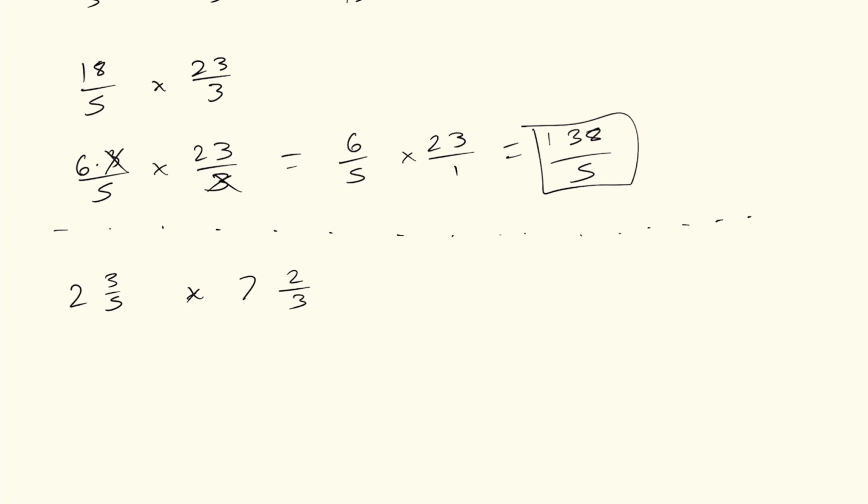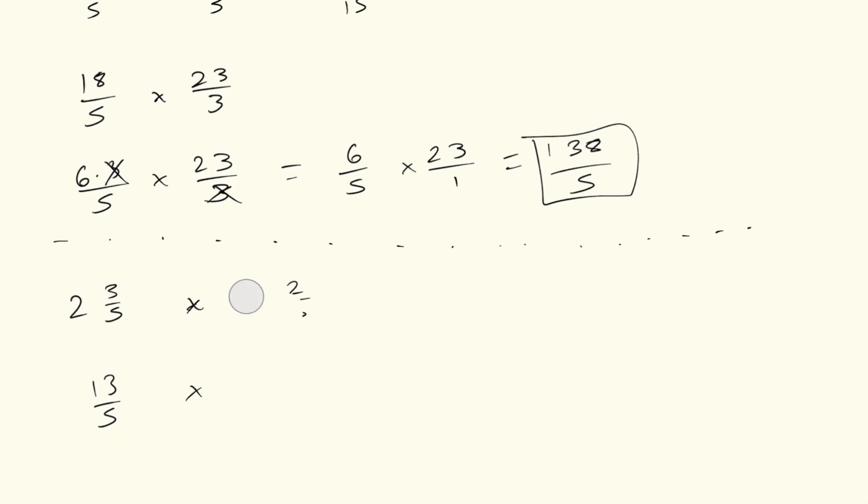But when you do it, you'll see that the improper fractions are 13 over 5 times 23, or sorry, my apologies, not 7 2/3. I meant 3 1/4. My apologies. 3 1/4.